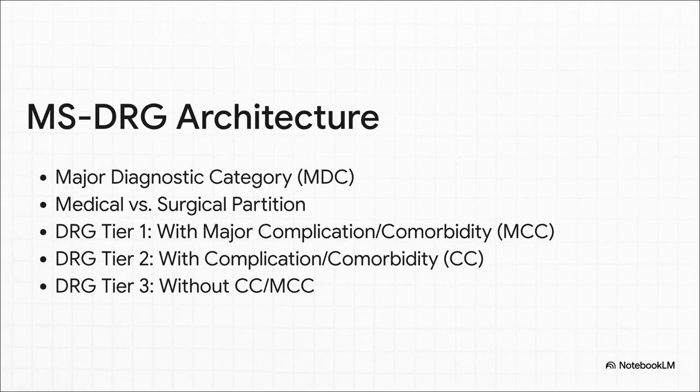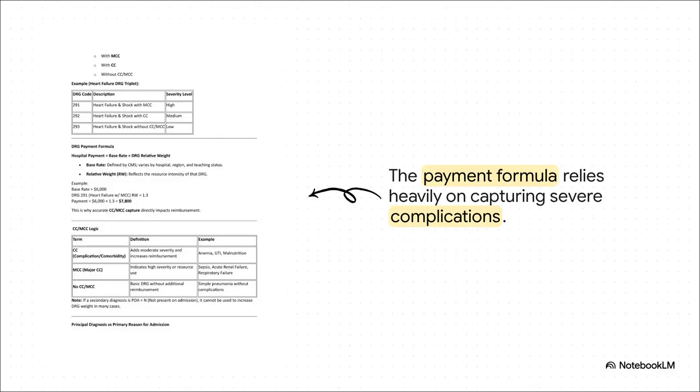Finally, they get tiered by severity into triplets. And this is key, that tiering relies entirely on the presence of secondary diagnoses, which we call CCs, complications or comorbidities, and MCCs, major complications or comorbidities. Now, check out how this severity logic drives the actual math. The payment formula is basically your hospital's base rate multiplied by the DRG relative weight. For instance, a simple heart failure case is going to have a fairly low relative weight. But what if that heart failure is accompanied by an MCC, something major like acute renal failure or sepsis? Suddenly, that relative weight shoots way up, significantly increasing the reimbursement.